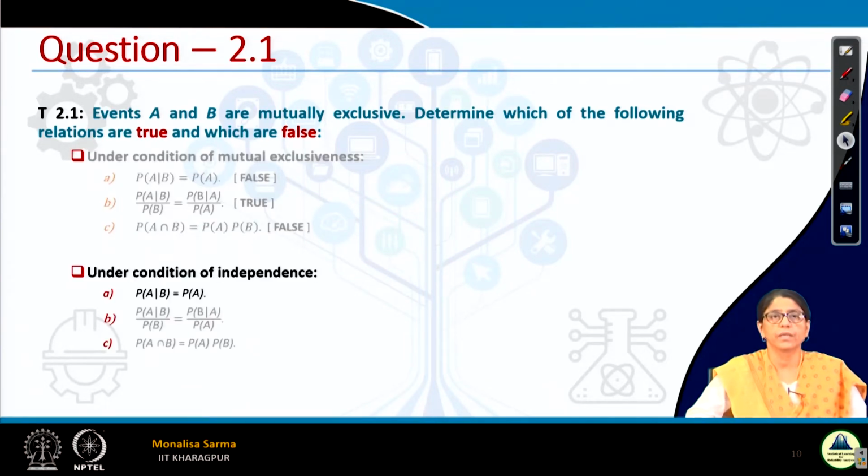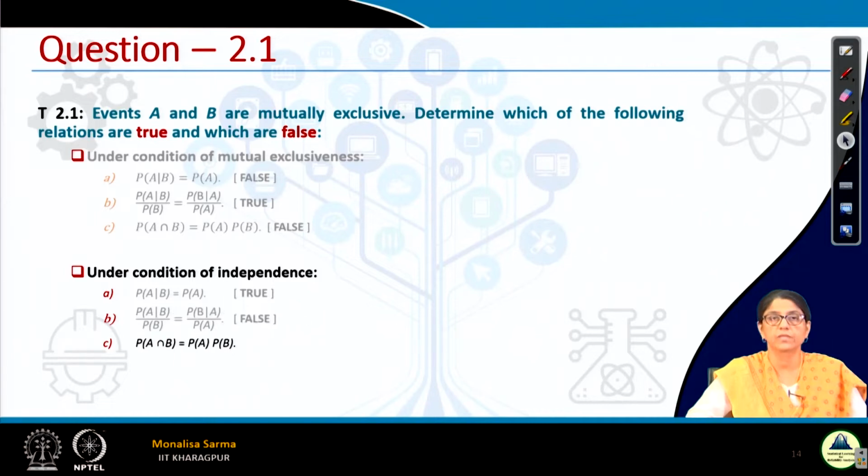Now we will see under the condition of independence. If the events A and B are independent, then under that condition the probability of A given B is also probability of A. Is it true or false? Of course it is true, right? Under the condition of independence, it does not matter whether the event B has occurred or not, so probability of A given B is probability of A. Then, is probability of A given B upon probability of B equal to probability of B given A by probability of A? You will be able to do that by yourself, and obviously that is false.